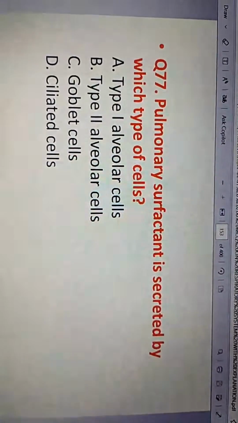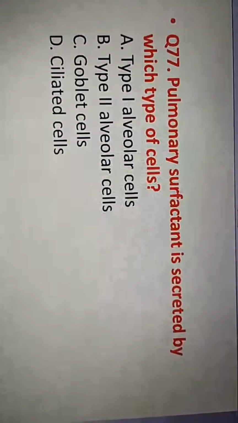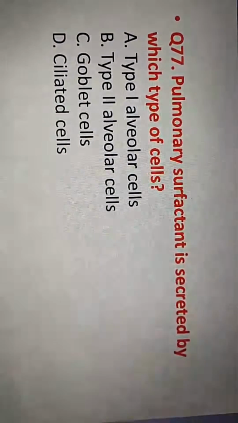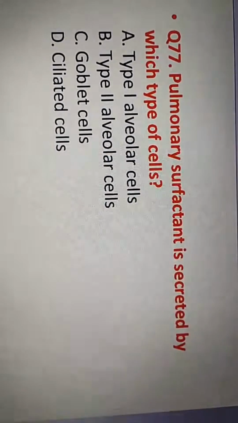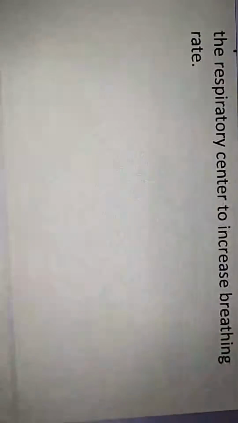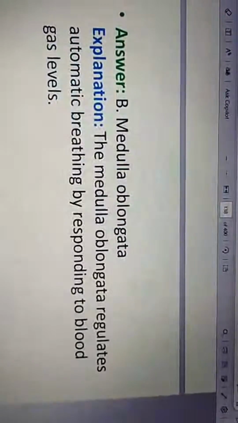Pulmonary surfactant is secreted by which type of cells? Option A type 1 alveolar cells, option B type 2 alveolar cells, option C goblet cells, option D ciliated cells.